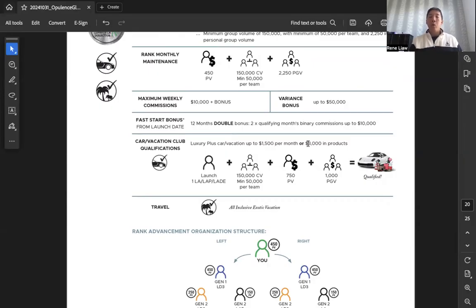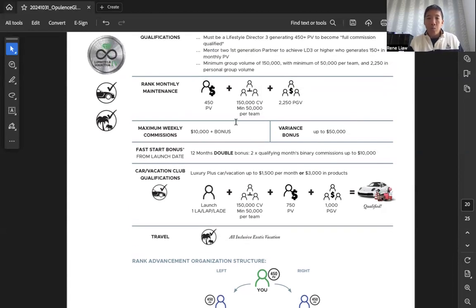So one of the really cool things, of course, is that you can never go down a rank, right? So if in the month you don't maintain, don't worry, you'll get paid out with whichever one you did maintain. And anything that you didn't get cashed out on gets put aside for your future weekly commissions.